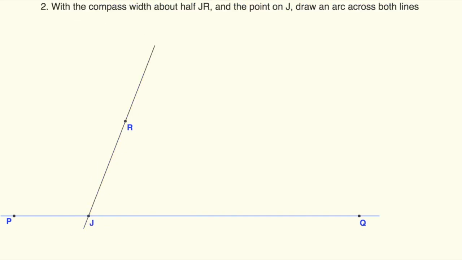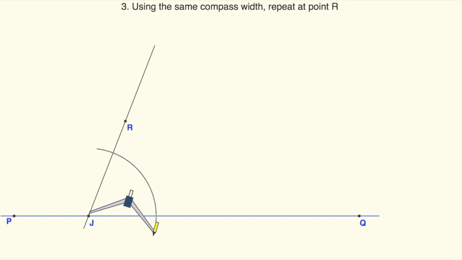So now we have JR. So with the compass width about half of JR and the point on J, draw an arc across both lines. So we're going to put our compass point on J and the width about half of JR, and then we're going to draw an arc across both lines. Using the same compass width, repeat at point R. So now we're doing the same thing above.